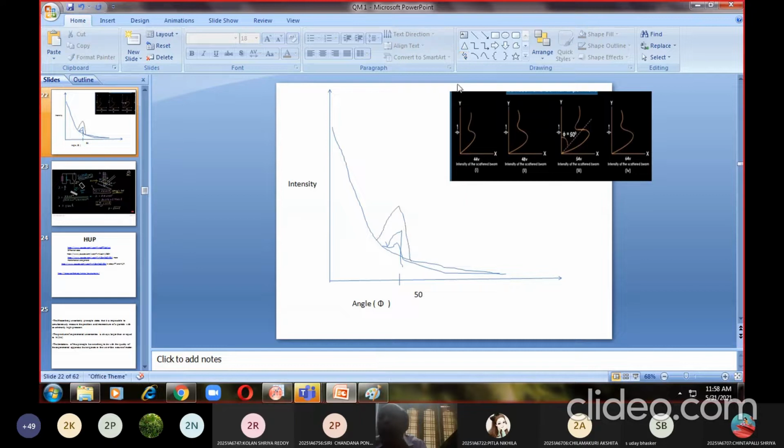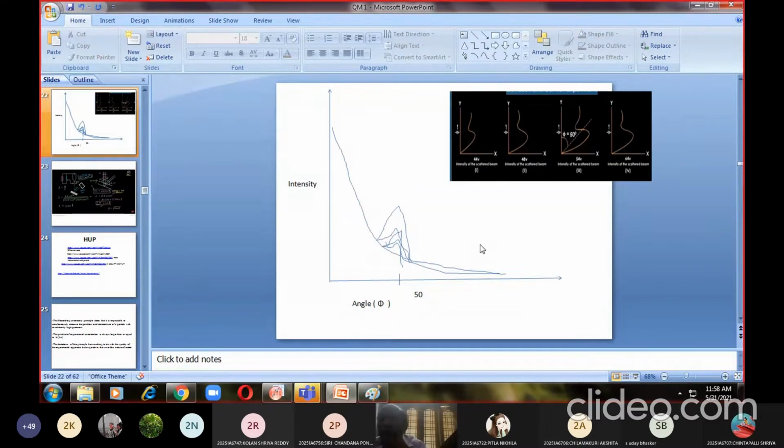Then what did I do? After 54, I repeated it with 58. I got the peak to be decreasing. I repeated it with 64. Then I got the peak to be much smaller again.